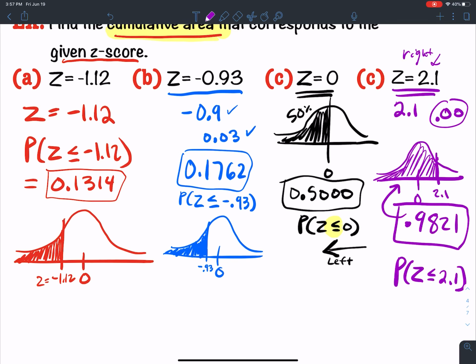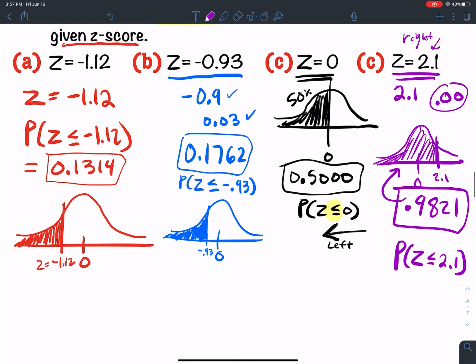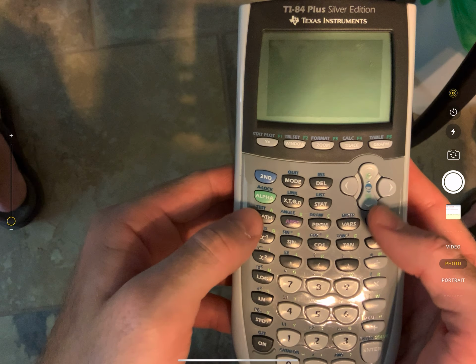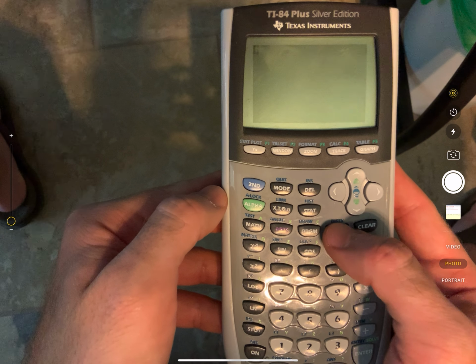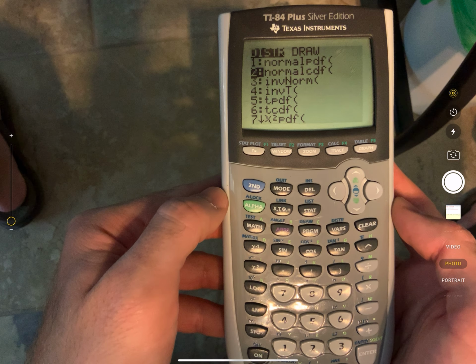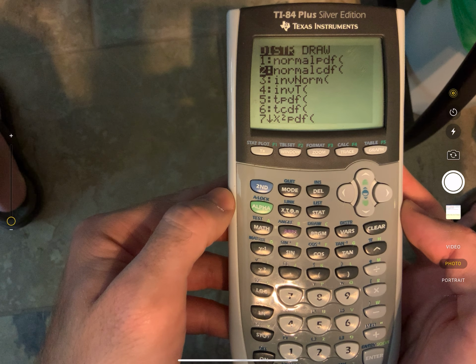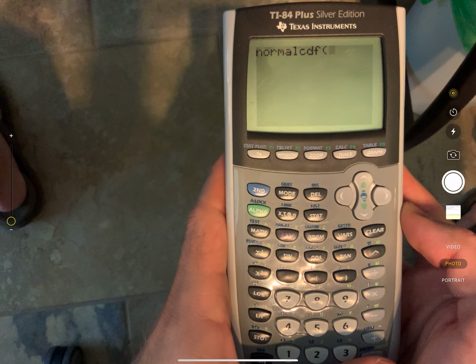All right. Hopefully that helps out. Now, you can also do this in your calculator. If you do it in your calculator, let me see here if I can pull this up. So, pull out your calculator. Say you want to do second and hit the vars button for distribution, and then it's normal CDF. That CDF is cumulative distribution. Okay, the C stands for the cumulative.